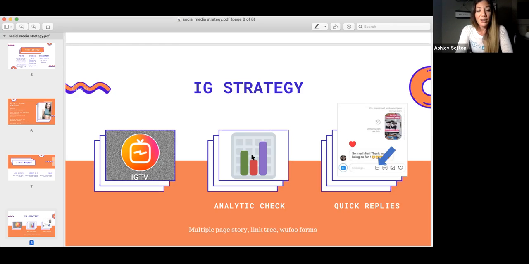Analytics check. We all have a business profile, so it doesn't have to take a ton of time. Look at your analytics. It's going to tell you when your people are looking at your posts, which posts they're swiping, and if your hashtags are bringing people to your posts. It's going to tell you all that stuff, but you just have to take the time.